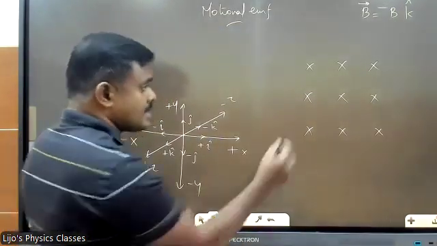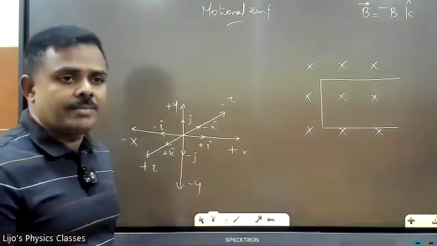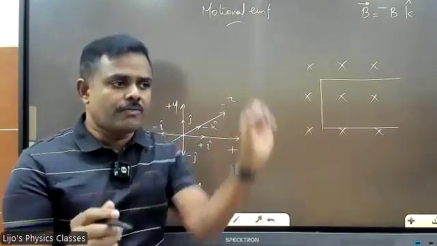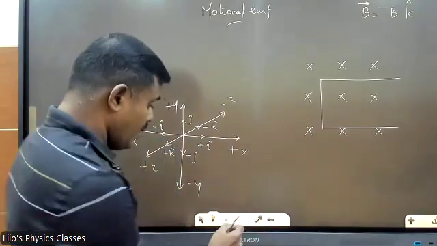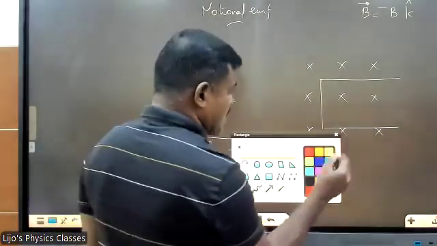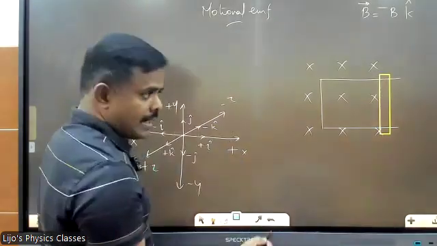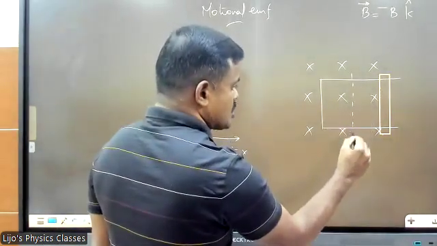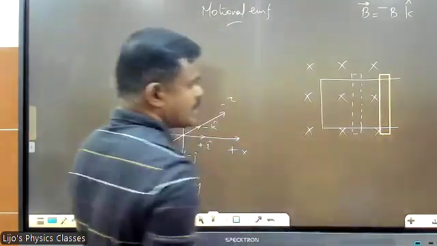Now, in this, I'm keeping a rectangular frame. What is a rectangular frame? It's simply a conductor, like a copper wire, bent in the form of a rectangle. All right. And I'm keeping a conductor on this. Look at the conductor. I'm just keeping a conductor on this. And I'm moving the conductor to a new location. Look at that. I'm just displacing the conductor to a new location.